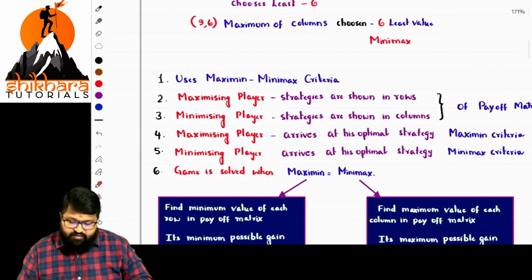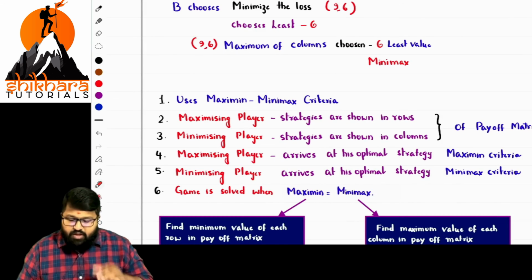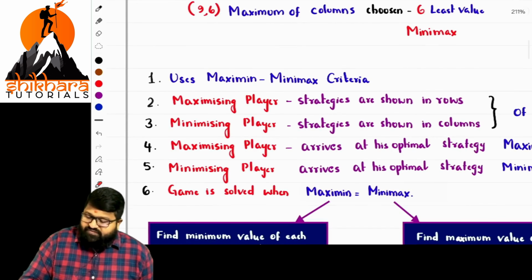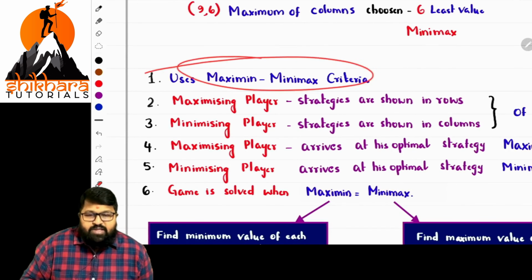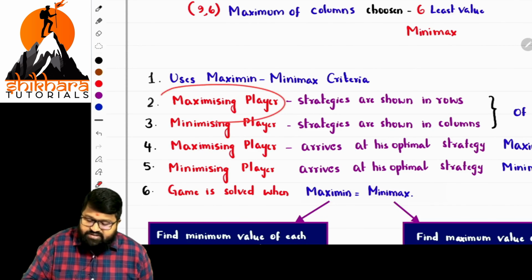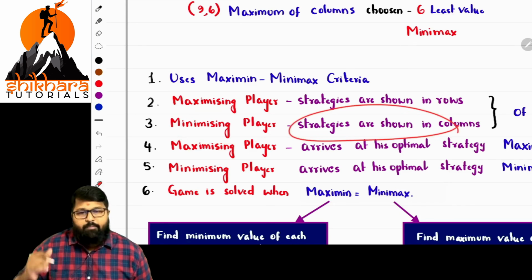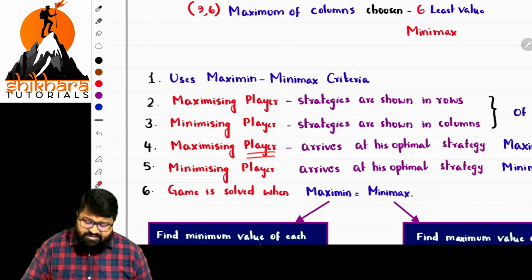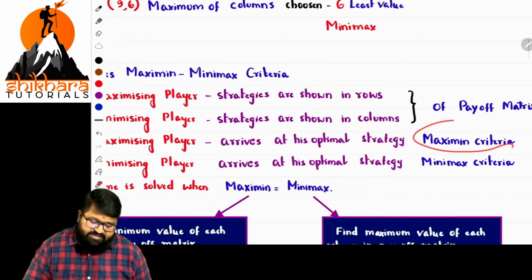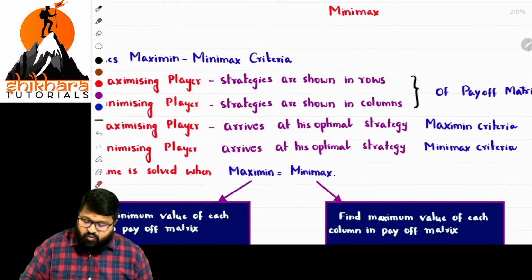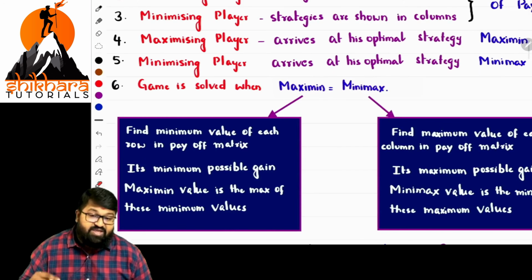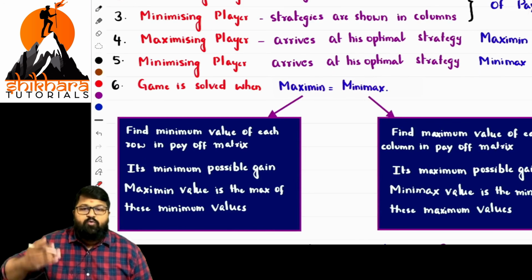So these are the rules for calculation of a pure strategy point. Okay, how to calculate that, sir? See, what is the first point, sir? They use maximin and minimax criteria. What is this, sir? The maximizing player's strategies are shown in rows. That is common. Okay, and the minimizing player, what is his main motive? He is to minimize the losses, and he is using the column part. Okay, the maximizing player arrives at the optimal strategy by the maximin criterion, and the minimizing player arrives at the optimal strategy by the minimax criterion. If both the values are equal, then we reach the saddle point. If they are not equal, then we go for a mixed strategy.